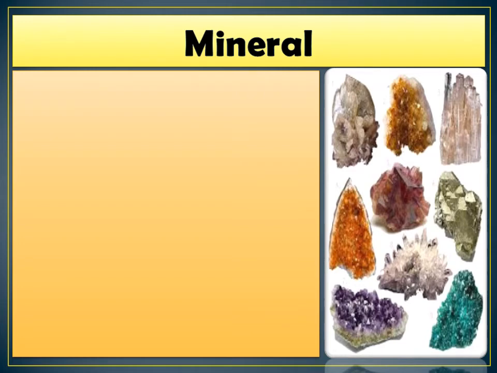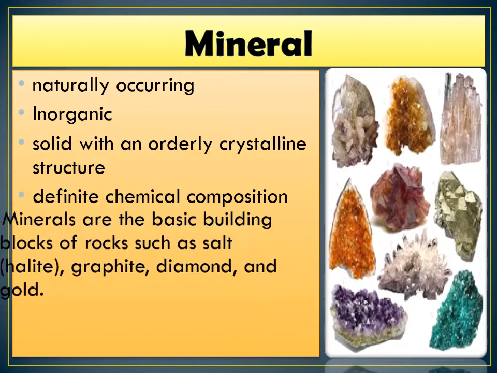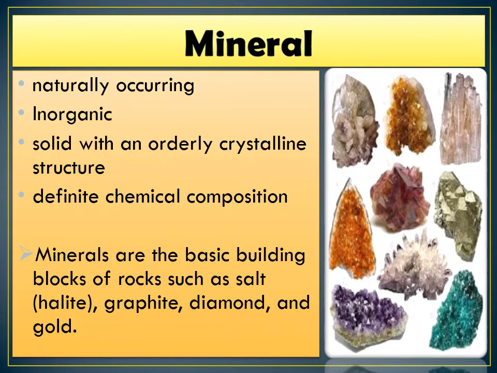To begin with, let's talk about minerals. A mineral is a naturally occurring substance, meaning they are not man-made or machine-generated. They are also inorganic. That means that they are not a byproduct of living things. They are solid, with an orderly crystalline structure. And lastly, a mineral has definite chemical composition. Let us also put in mind that minerals are the basic building blocks of rocks, such as salt, graphite, diamond, and gold.